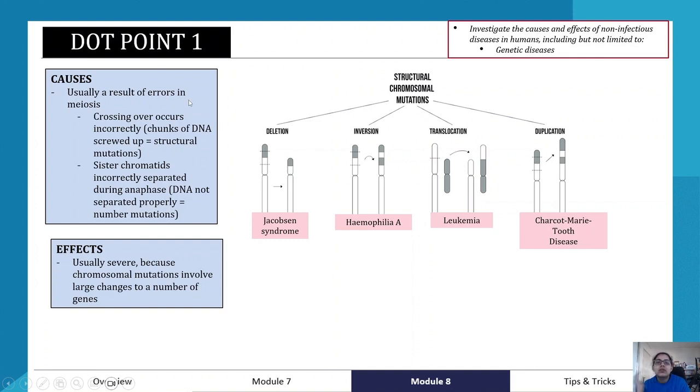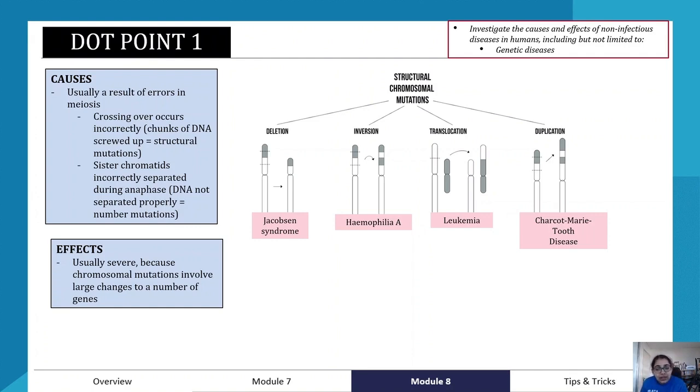So usually they are a result of errors in meiosis. For example, if crossing over occurs incorrectly and chunks of DNA get messed up, that can cause structural mutations. And if sister chromatids are separated incorrectly during anaphase, that can also cause a number of mutations. So remember how we see the spindle fibers that are attached to the chromosomes, to the chromatids rather, and when they have to be separated, if they're not separated correctly, we can see different diseases. So sometimes there can be an extra number of chromosomes in, for example, the sex cells in chromosome number 23.